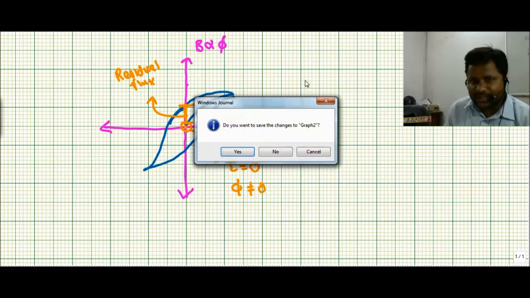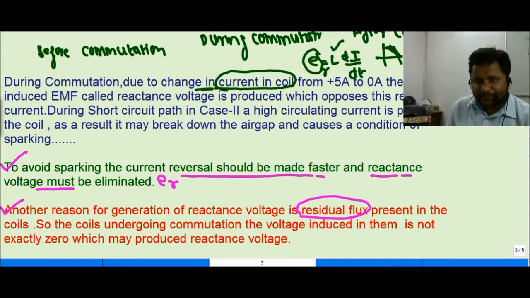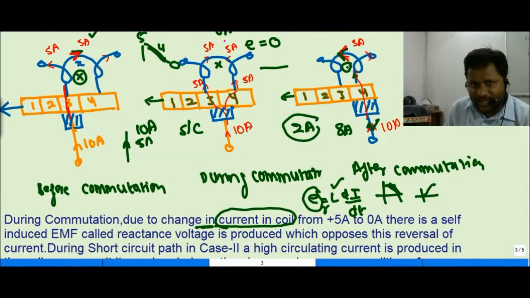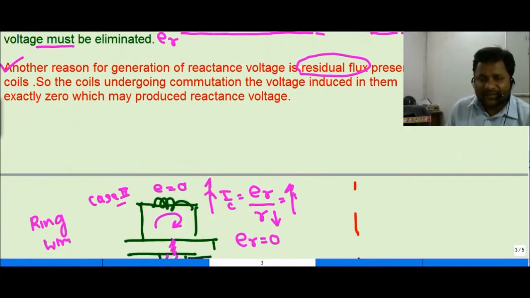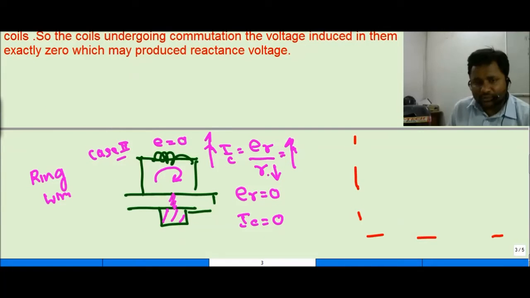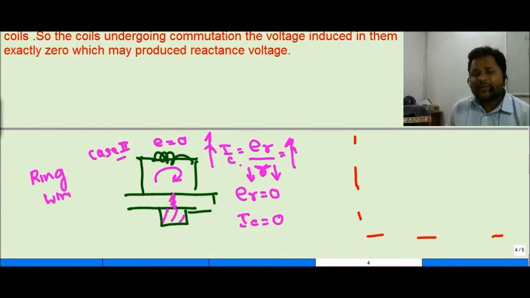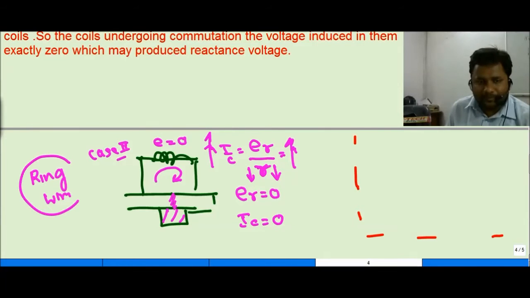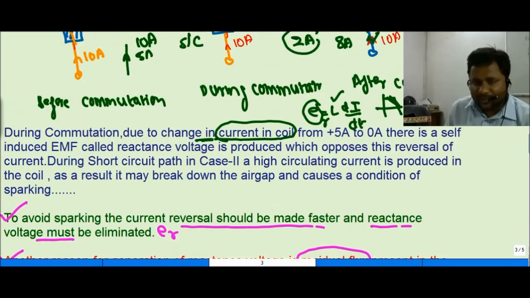So this concept is used here: at this point the current is 0, but there will still be some flux, which will generate a reactance voltage in this coil. Since there is a short circuit path, the resistance is very small, so a huge circulating current will flow in the coil, and the brush will be deionized and can be burned. This is the condition of ring fire, and it is the basic reason for commutation failure.